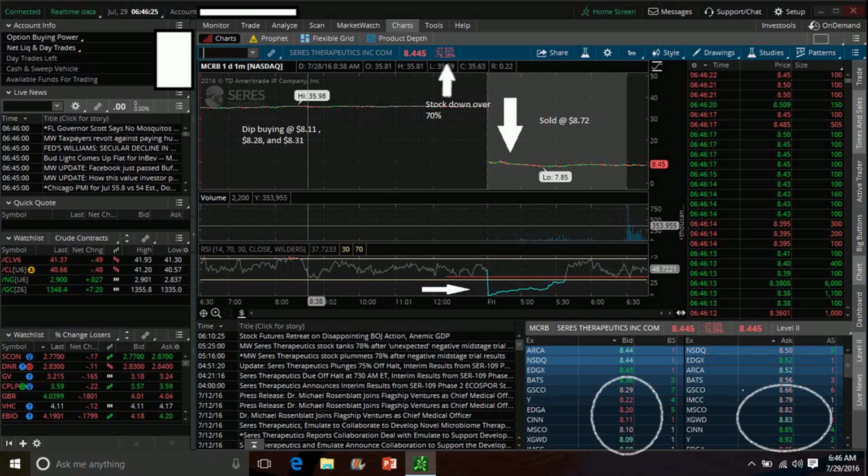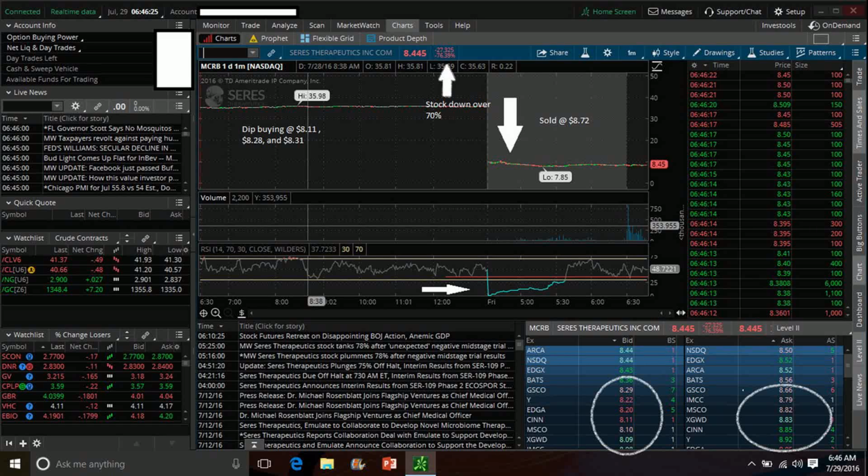I started to see the overbought level being close to being touched, so I quickly sold at 872. Now the stock went back down. As you see with the RSI, it went back down too, and when it got to the oversold levels, it was at 840ish.